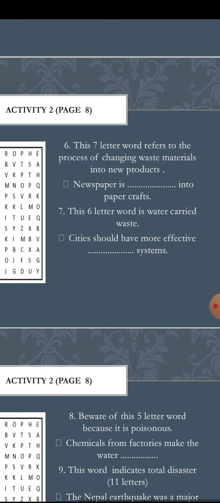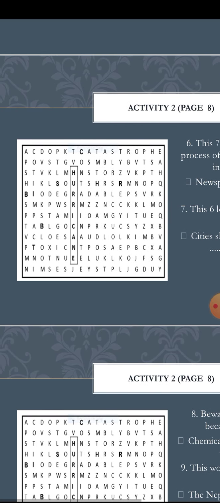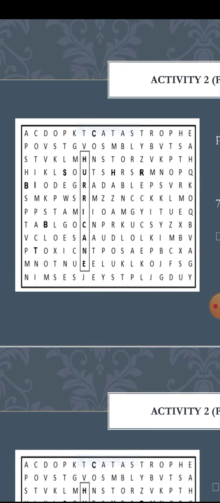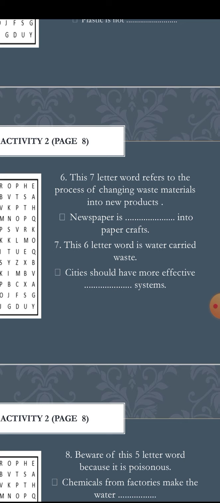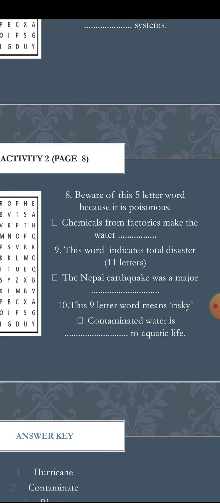Now the next one. This 6-letter word is water carried waste. So the waste that is carried by waters, that is what the 6-letter word is. Cities should have more effective dash systems. What systems? Can you guess? It is sewage. Sewage. So cities should have more effective sewage systems.